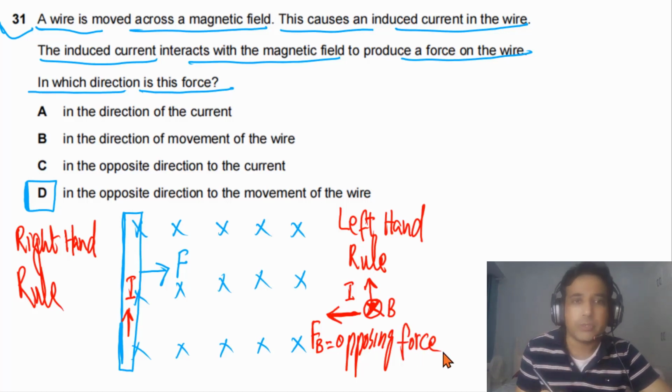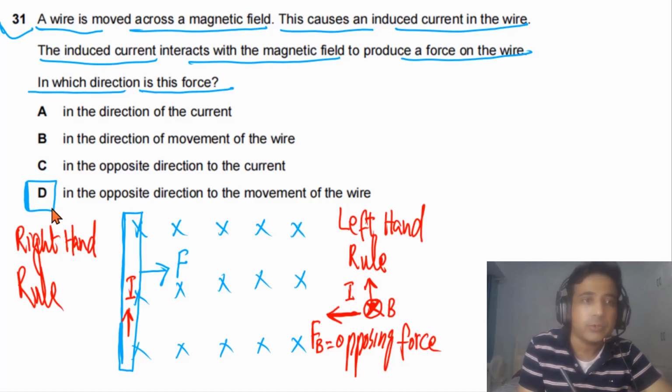So this is the concept you need to understand. I hope this one is clear to you. So the answer for this question is D.